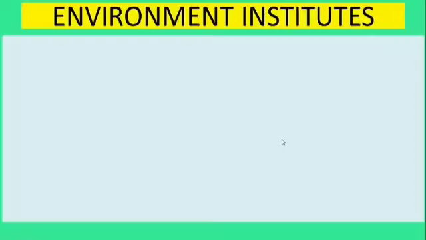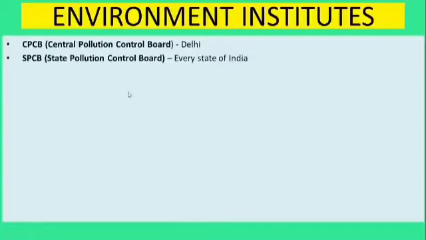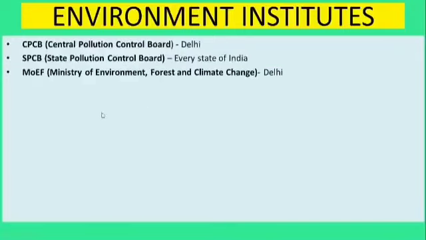There are a number of environment institutes in our country. For example, CPCB, the Central Pollution Control Board in Delhi, which is responsible for measuring the amount of pollutants and also advises the central government to control environment pollution. Every state in our country has one State Pollution Control Board, which checks the pollution load in its own state territory. This board also advises the state government on ways by which pollution can be controlled. The Ministry of Environment and Forest is located in Delhi.